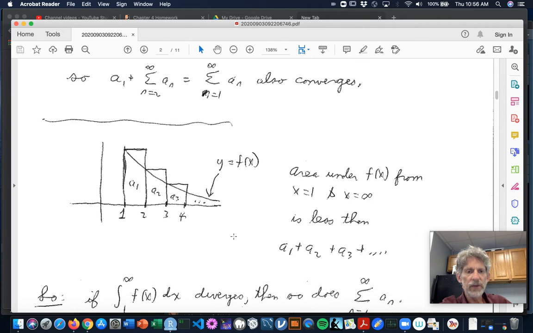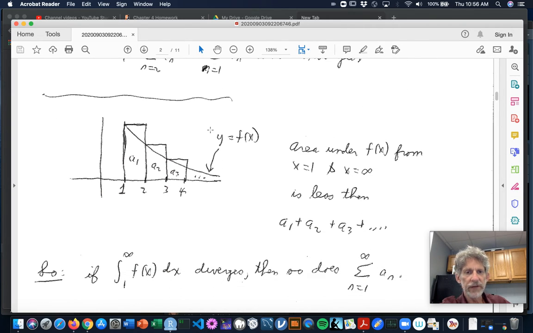Now let's look at the same situation with the same function f of x, but this time I'm going to make a little bit different rectangles. For the rectangle between 1 and 2, I'm going to let its height be determined by the left-hand endpoint. And so this height here is f of 1, which is a1. And here, the height determined by the left-hand endpoint is f of 2, which is a2. And so the areas this time are going to be a1, a2, a3, and so on.